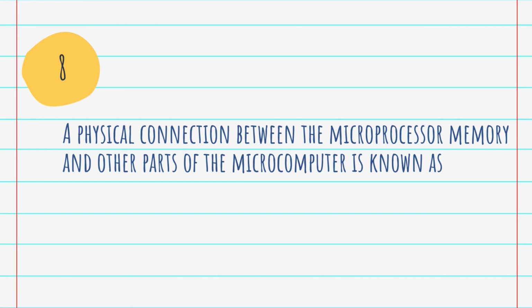Question number 8. A physical connection between the microprocessor, memory and other parts of microcomputer is known as? Answer is address bus. Address bus is a unidirectional bus, which is to say that the data travel only in one direction, from the CPU to memory. It carries the address of the piece of memory or input-output devices to be read from or written to.